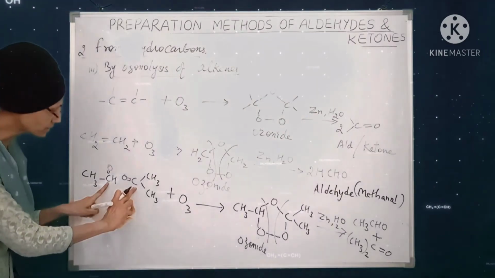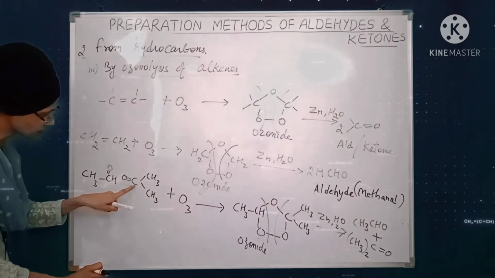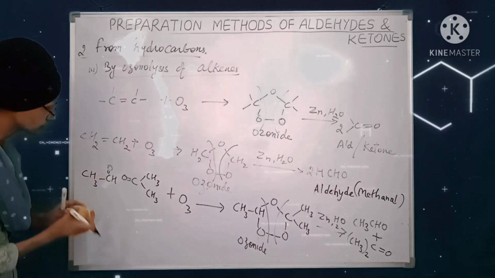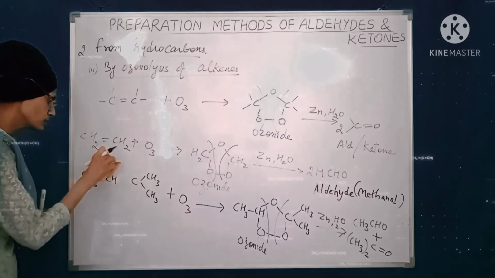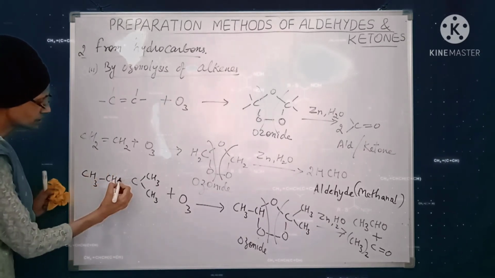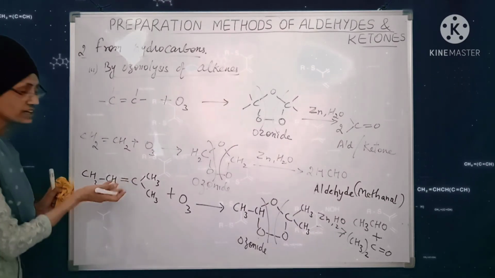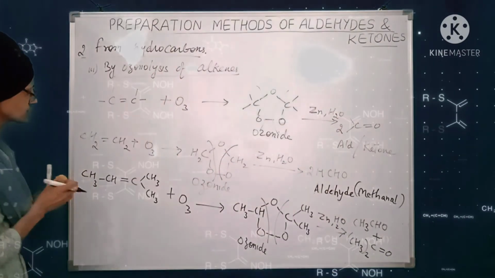Same products we are getting here. So if you have those fragments, what will you do? Join both the carbonyl carbon atoms. This is a carbonyl carbon, this is also a carbonyl carbon. So remove the double bond oxygen from both and join them by a double bond. We will get the starting alkene. You can see also here.